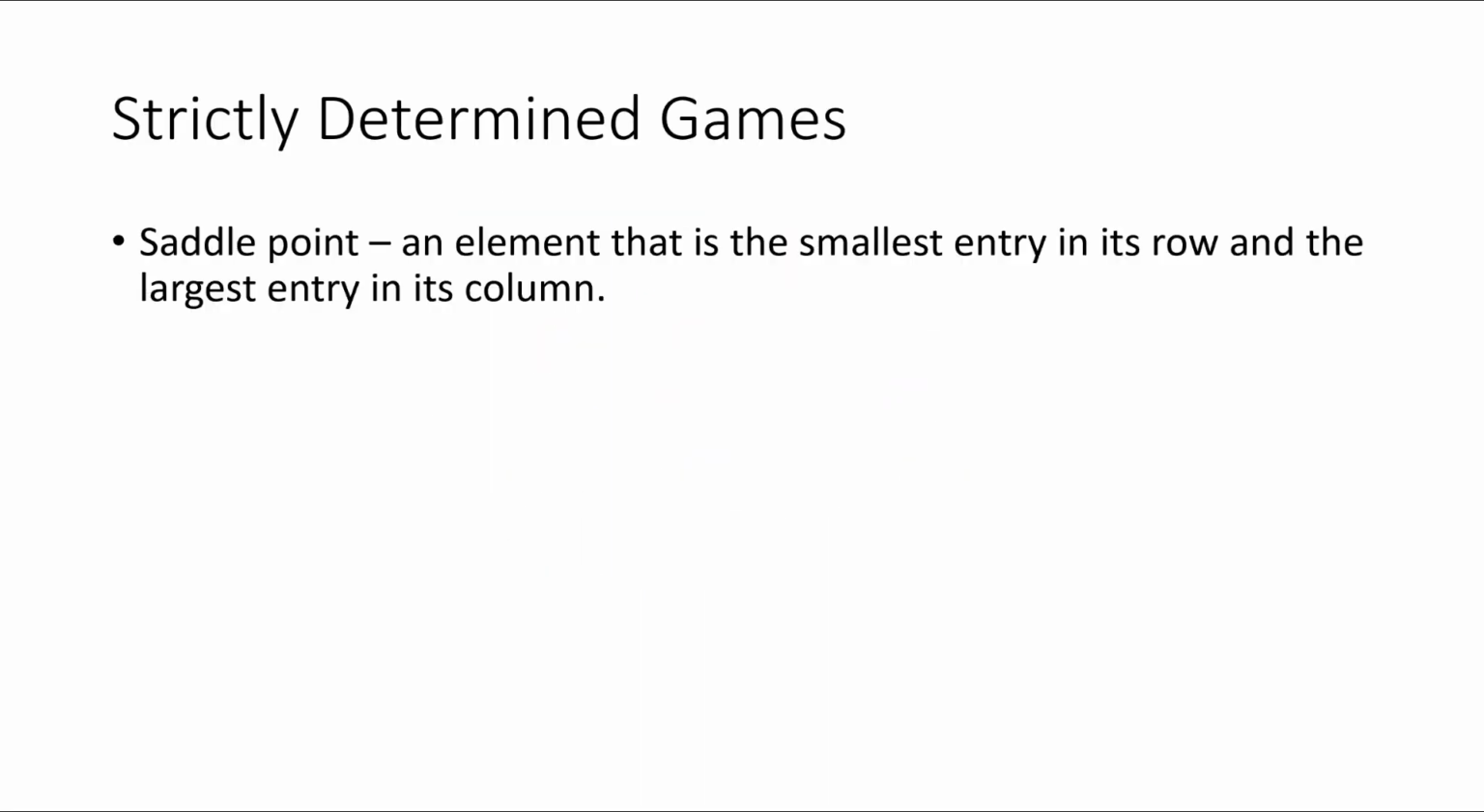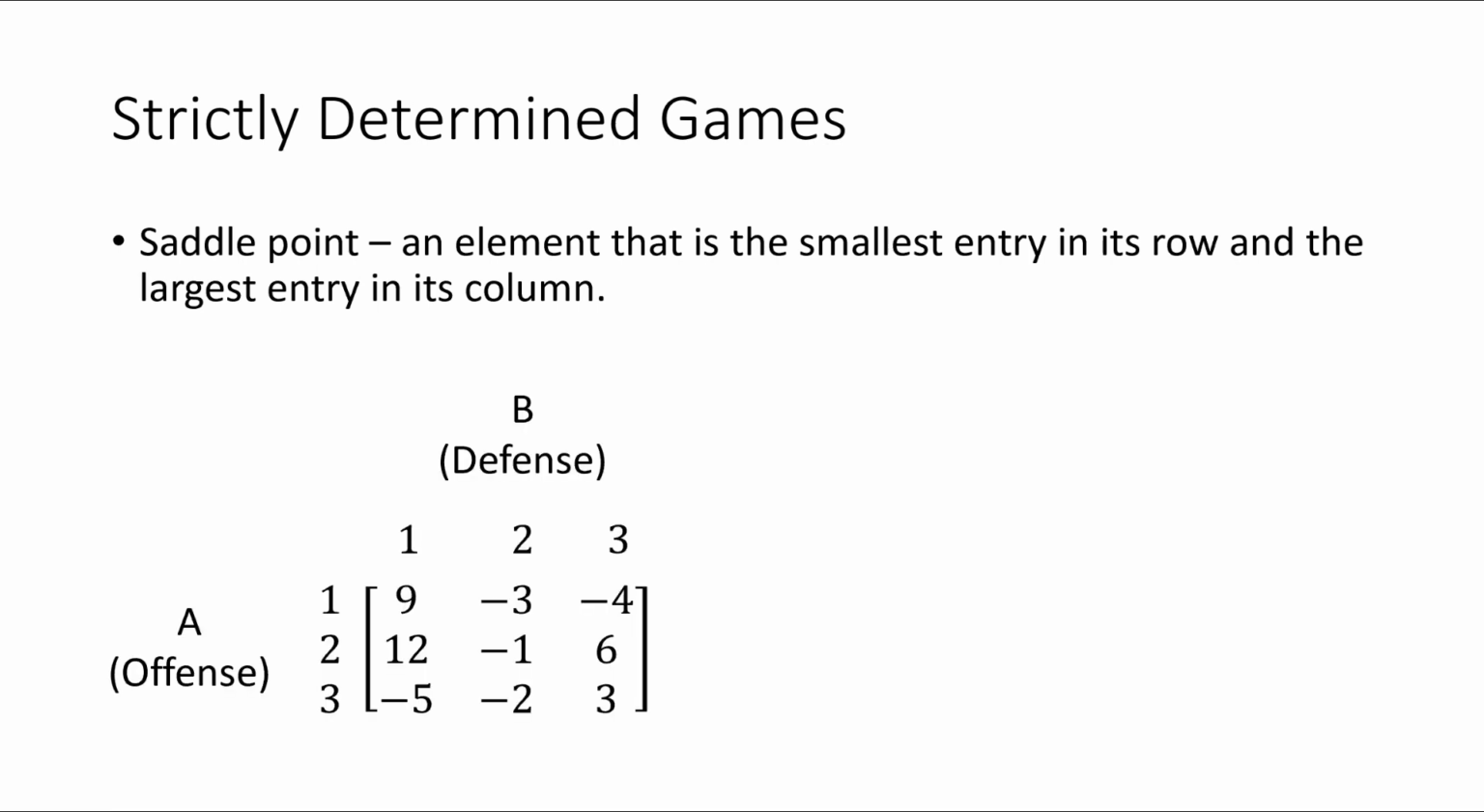We'll start with a saddle point. A saddle point is an element that is the smallest entry in its row and the largest entry in its column. Saddle points only occur when it's a strictly determined game. That's a good thing to know. Let's look at an example.